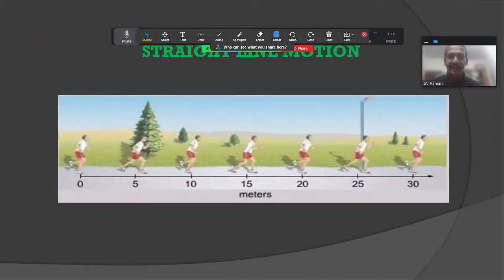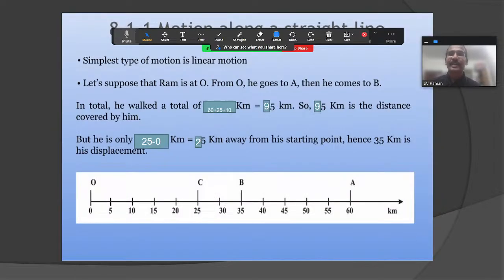Now you can see this person is running in a straight line. He is not changing his direction, so he is in straight line motion. Now let's take an example. A boy started at point O, that is at 0 kilometers. He went up to point A, that is 60 kilometers, and he reached point B, and again he traveled and reached point C. Finally he is here. So this is a scale. On this scale there is a movement of a person.